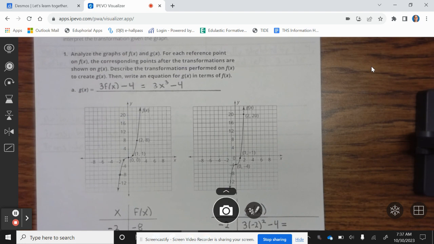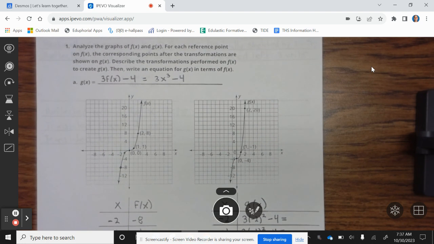Analyze the graphs of f of x and g of x. For each reference point on f of x, the corresponding points after the transformations are shown on g of x. Describe the transformation performed on f of x to create g of x. Then write an equation for g of x in terms of f of x. G of x equals 3 times f of x minus 4, which equals 3 times x cubed minus 4.